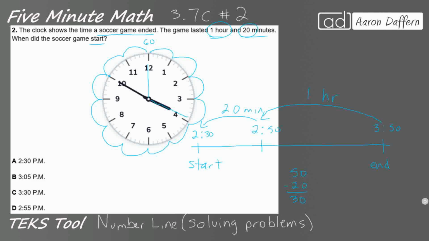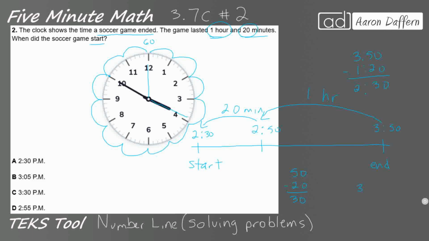Now, in this case, 3:50 is when it ended. It lasted 1 hour and 20 minutes. As long as you're not having to regroup at all, you can subtract, right? So this would be 2:30. Where this gets strange is if for some reason you need to regroup.